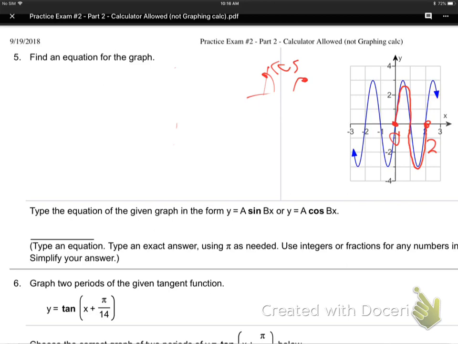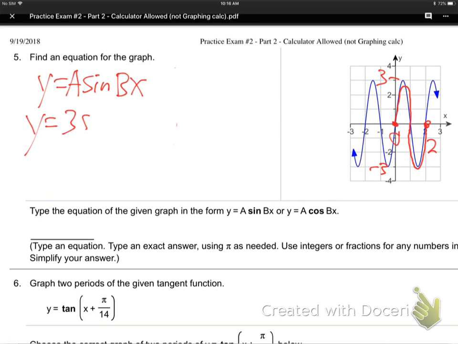So we say, okay, it's going to be a sine thing. So it's going to be y equals a sine of bx, with an a in the front. What's the amplitude? What's the a? It looks like it's going up to 3, down to negative 3. So 3 sine bx. How do we find the b?